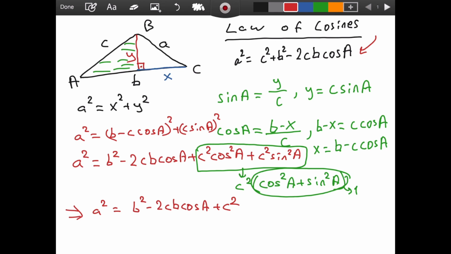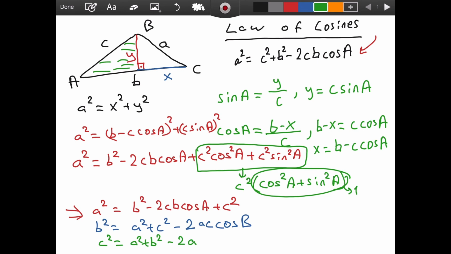Now you could do similar proofs for the other sides, and I'm just going to write the formulas for them. Obviously, you can do them with the same kind of reasoning. For example, if you want to find b squared, you would do a squared plus c squared minus 2ac cosine of b. And for c squared, you would do c squared is equal to a squared plus b squared minus 2ab cosine of c. Alright, these are the equations that you would get.